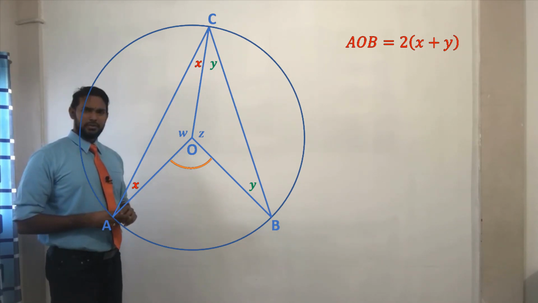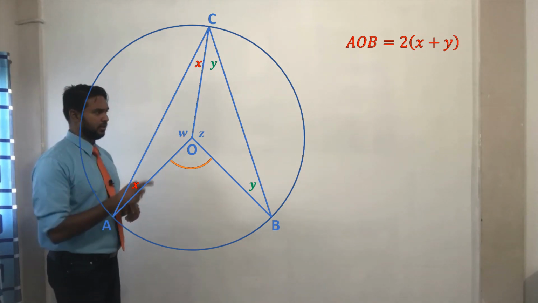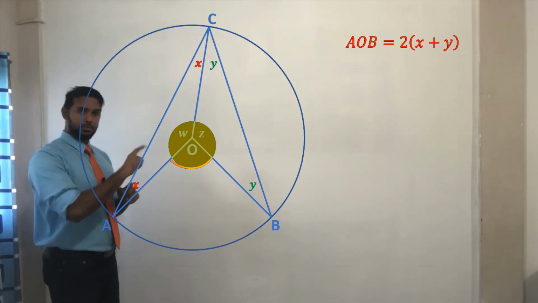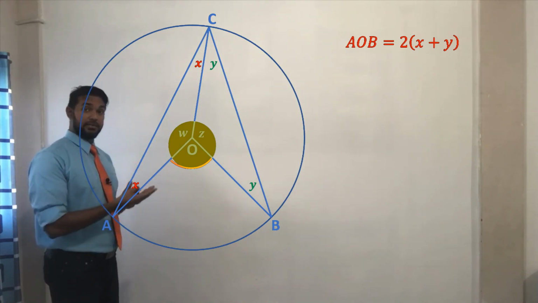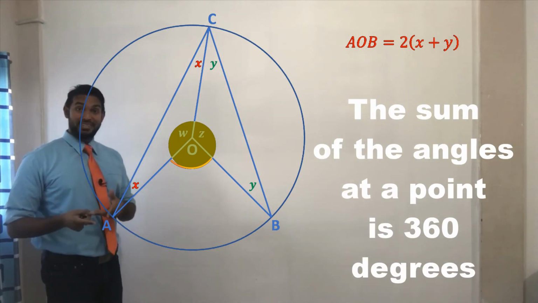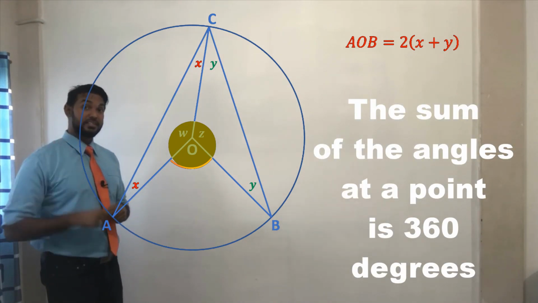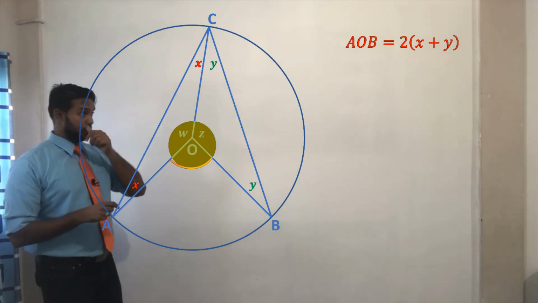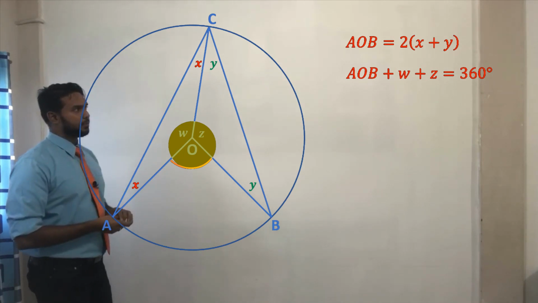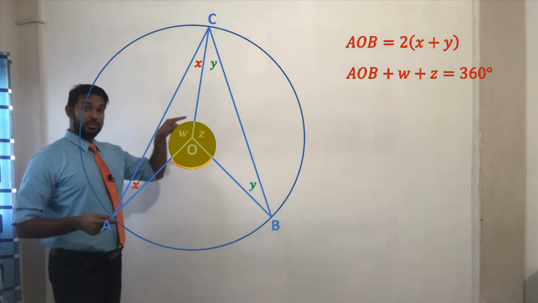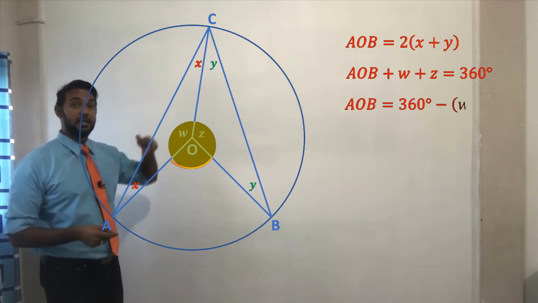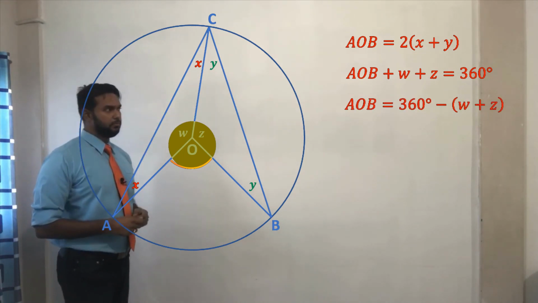Now, how are we going to do this? Let's take another look at where our angle at the center is. We're going to see that there are two other angles around it, angle W and angle Z. And these are the angles at a point. And the sum of the angles at a point is equal to what? 360 degrees. Very good. Let's get that equation going. So AOB plus W plus Z is equal to 360. Which means if you wanted to transpose and make AOB the subject of the formula, we'd have to subtract W plus Z from 360 degrees.